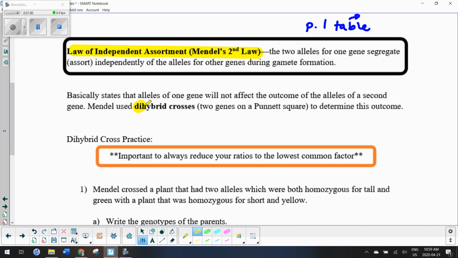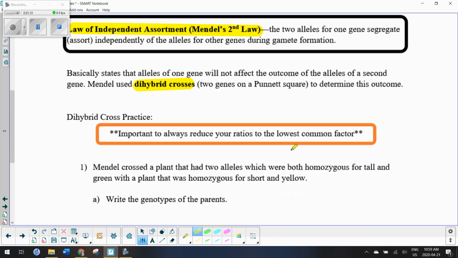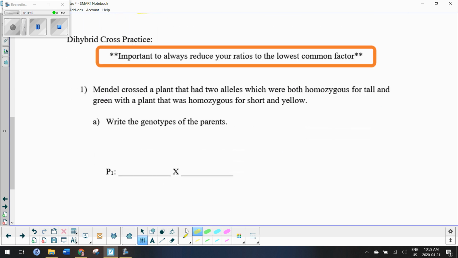So, dihybrid crosses are super important. I like to call this two Punnett squares in one. You're taking two monohybrids, two genes basically, and you're seeing the probability that you will get a certain offspring with two traits and how those two traits relate to each other. It is always important to reduce your ratios to your lowest common factor. Again, a lot of students forget to reduce. So if you have a 2-to-2 ratio, it's 1-to-1, or a 2-to-4 is a 1-to-2 ratio. So reduce.